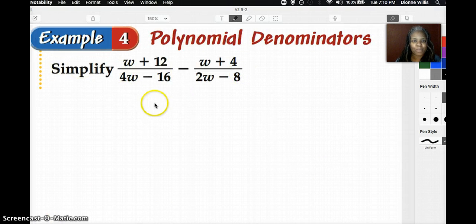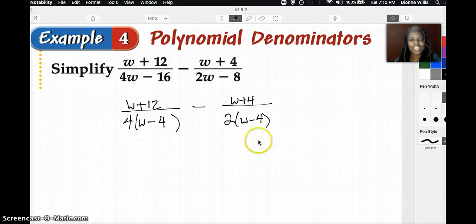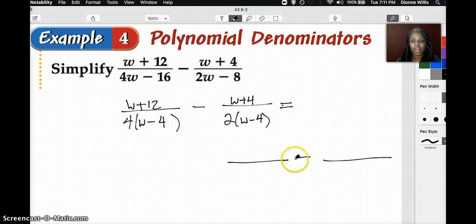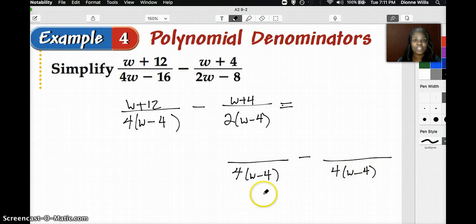So here in example 4, we're going to do the same thing, making sure to factor the denominators completely. We do that so we can see exactly what is in the denominator. So now we need to figure out, okay, what do we need to make a common denominator? And when I look at this, I like to start off with one of them. So I've got 4w minus 4. Let's start off with that because I know that denominator needs to divide evenly into my new one.